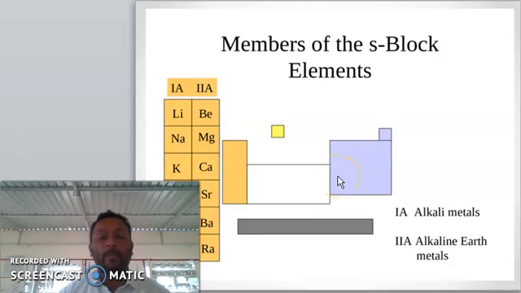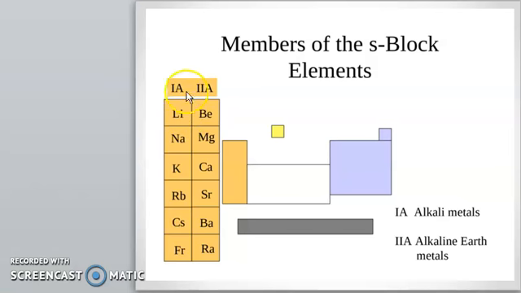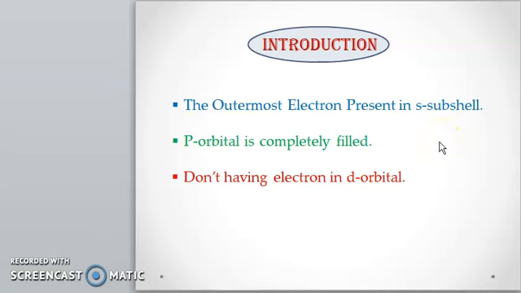You know the periodic table, that is the groups, first A, second A, or we can say first group elements and second group elements. These two groups are the S block elements. First A is the alkali metals and second A is the alkaline earth metals. The first group elements are lithium, sodium, potassium, rubidium, cesium and francium. Then beryllium, magnesium, calcium, strontium, barium and radium are the second group elements. So here is the introduction of the S block elements.